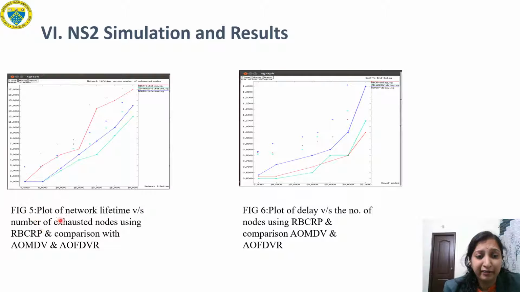So in figure 5 we can see the plot of the network lifetime. The one in red shows the proposed RBCRP technique, and it has been compared with two other famous techniques, ad hoc multipath distance vector protocols and a variation of that. So it shows that for our proposed technique the network lifetime is much better compared to the other two.